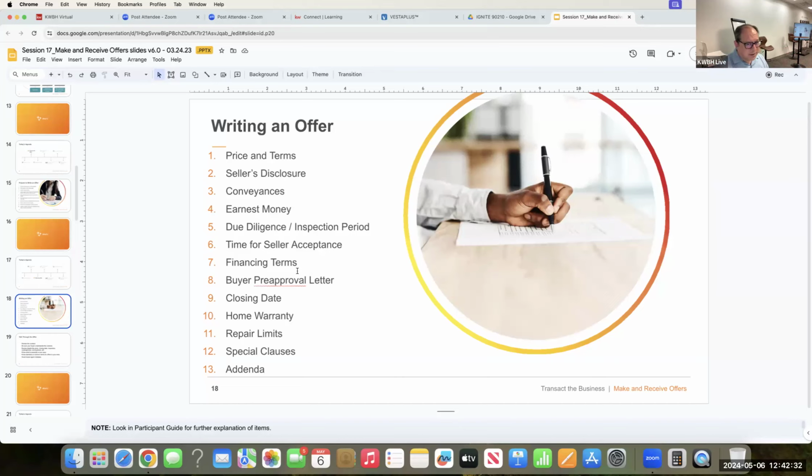Financing terms, that's going to come from the lender, the buyer's pre-approval. That comes from the lender. Closing date, that might also come from the lender. How fast can the lender do it?